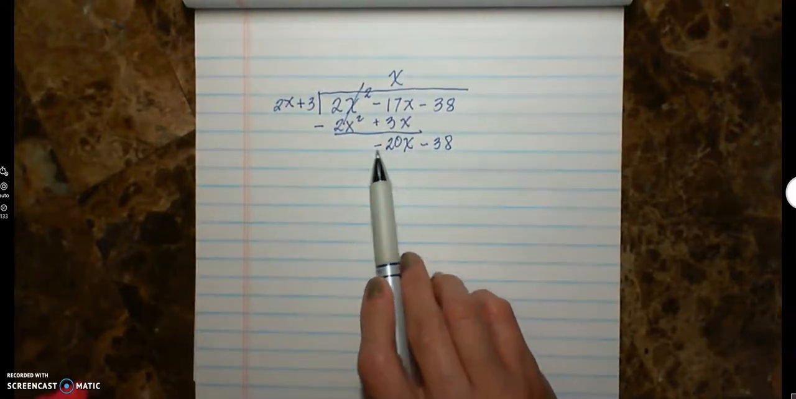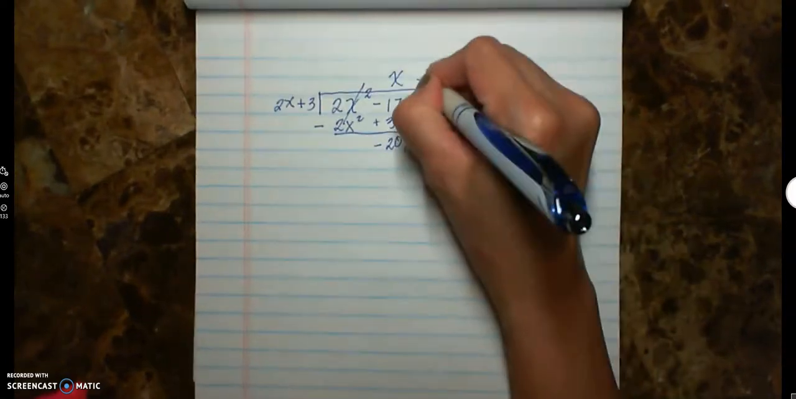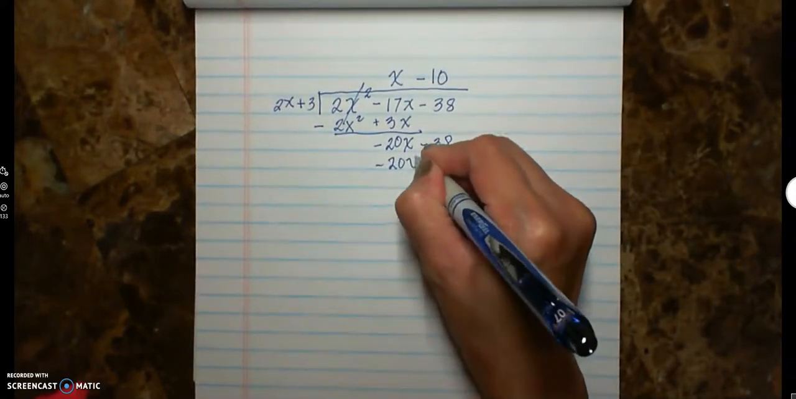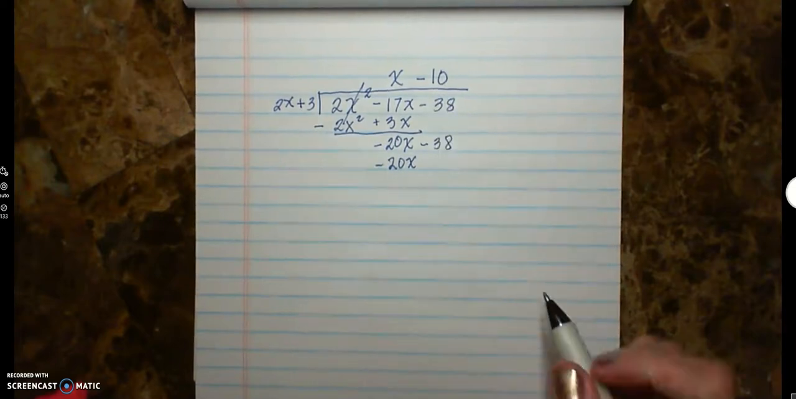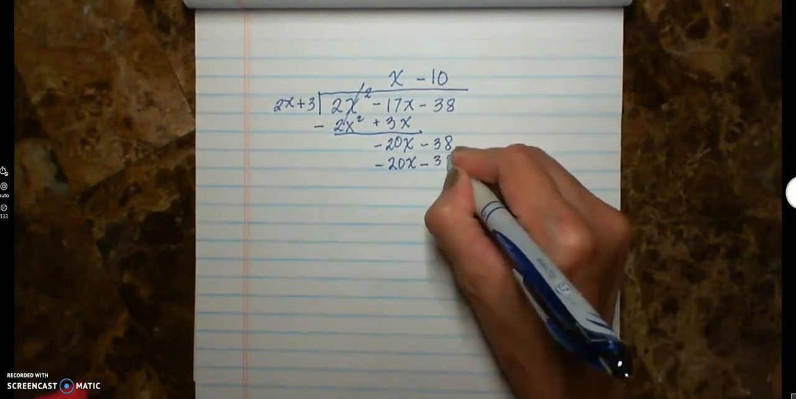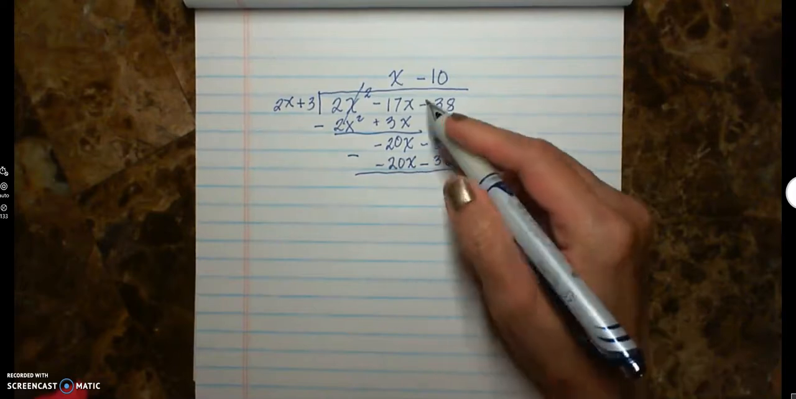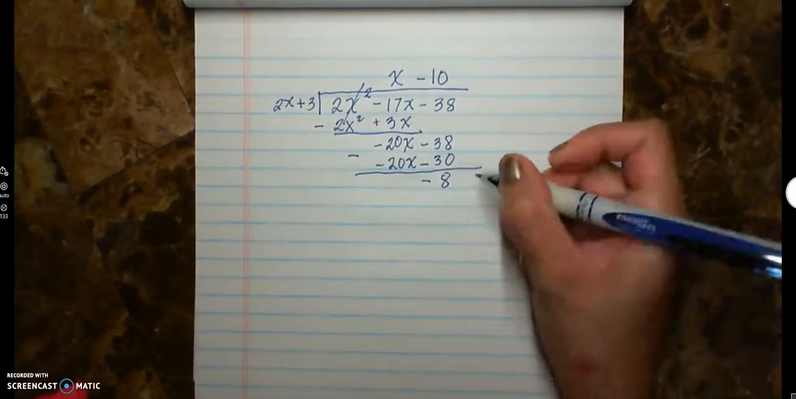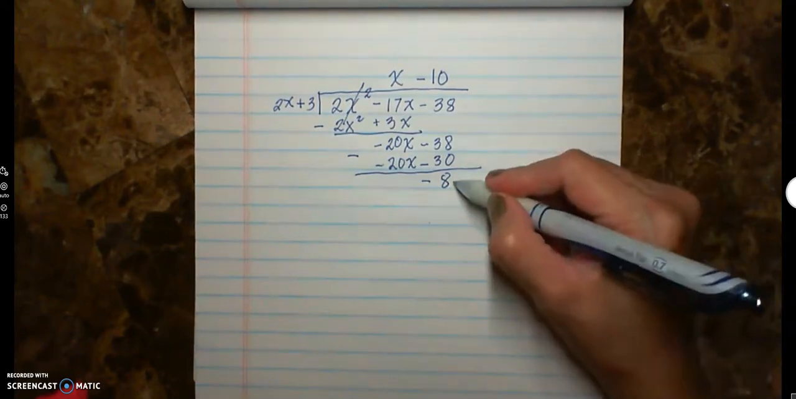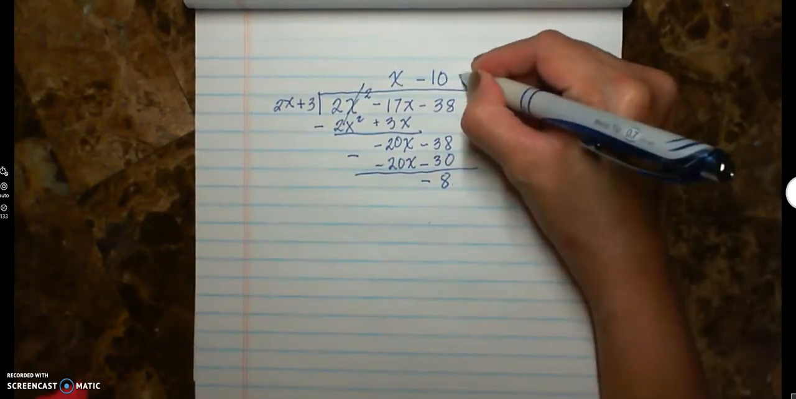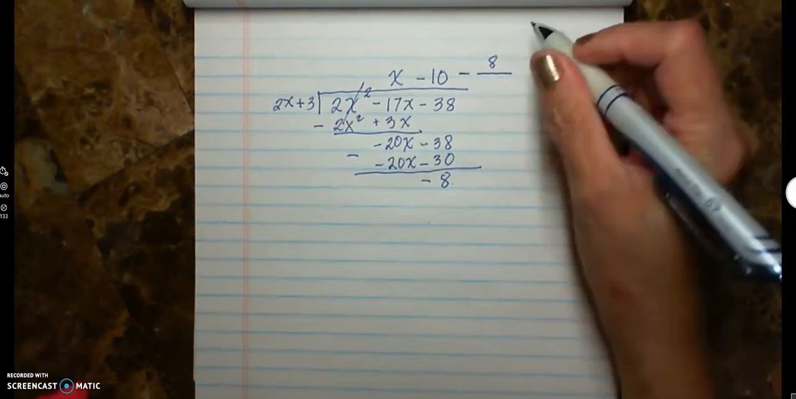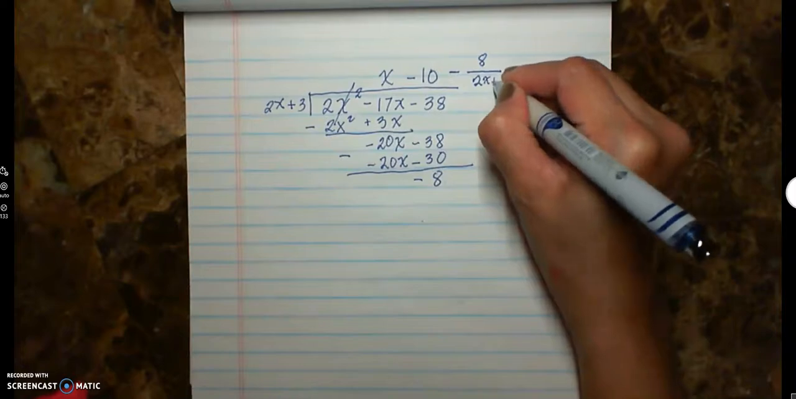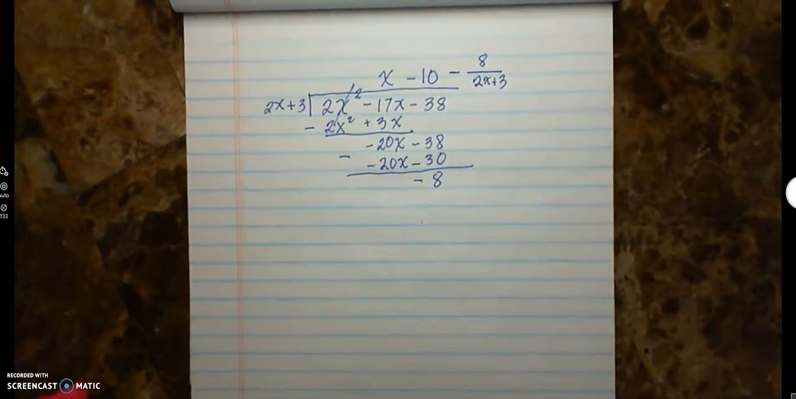So negative 20x divided by 2x is negative 10. Negative 10 times 2x is negative 20x. Negative 10 times 3 is negative 30. Subtract. This will now be gone. And this will now turn to negative 8. And that's your remainder. And the way to write this is you're going to go back here. And that will be negative 8 all over your divisor, which is 2x plus 3. And that is the answer, which is letter B.